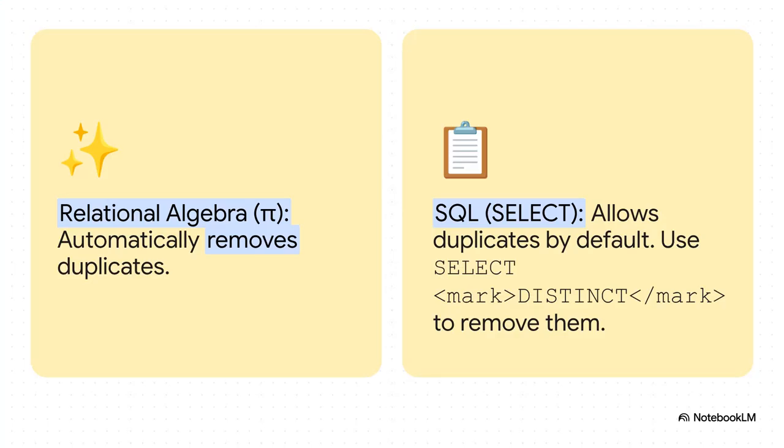Our projection query from before, pi name, age of student, well, it looks almost identical to the SQL query SELECT name, age FROM student, doesn't it? But there's one super important difference. Relational algebra, in its pure theoretical form, automatically removes duplicate rows. In SQL, though, duplicates are kept by default. You actually have to tell it to remove them by adding the keyword DISTINCT. It's a small detail, but it tells you a lot about the theory versus the real-world practice.